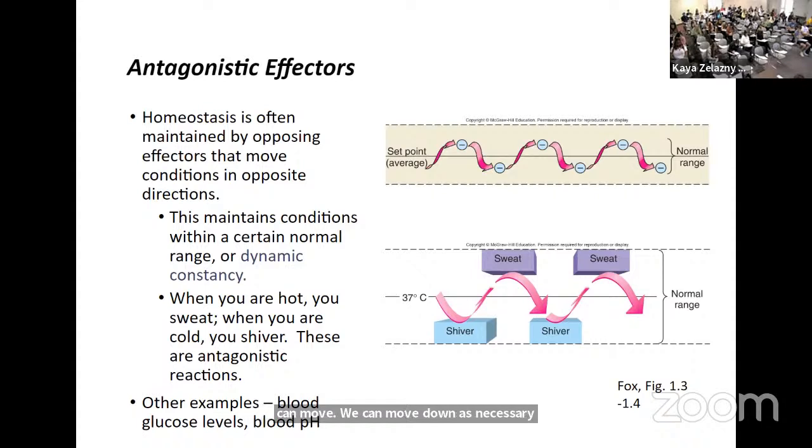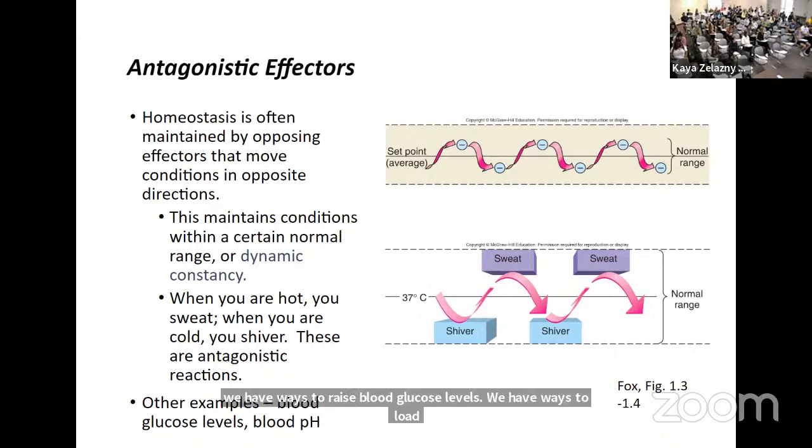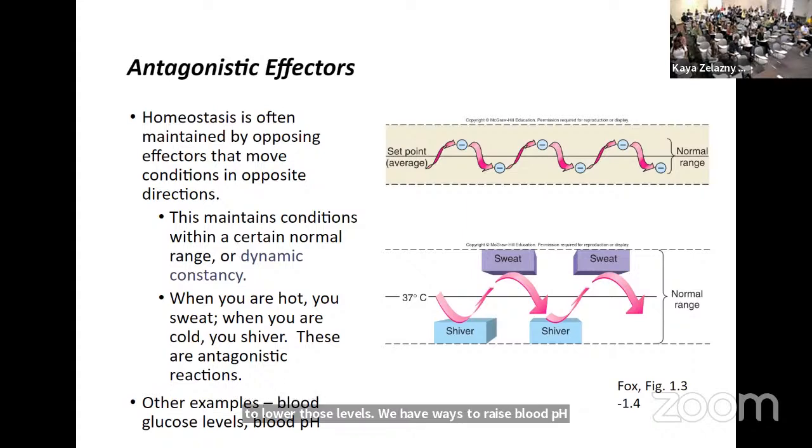We do have this in pretty much all of our systems where we're going to see regulated variables. So we have ways to raise blood glucose levels. We have ways to lower blood glucose levels. We have ways to raise blood pH. We have ways to lower blood pH because we're trying to stay within that normal.